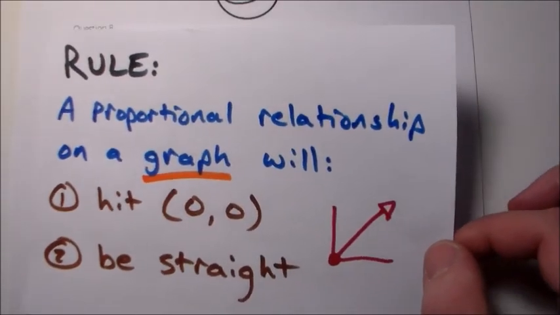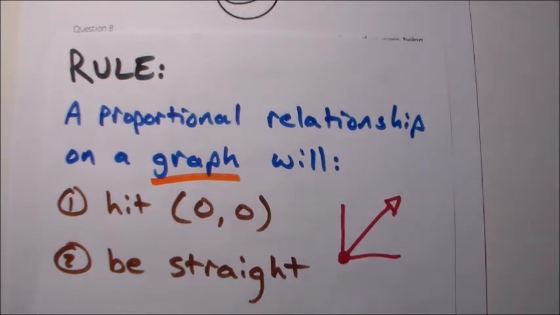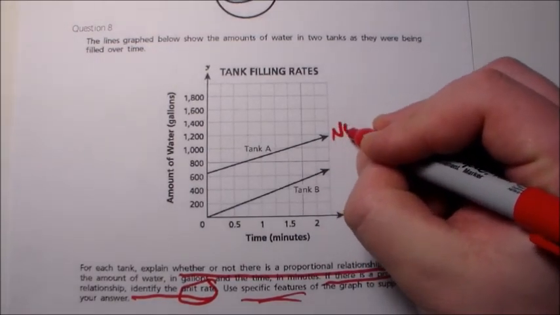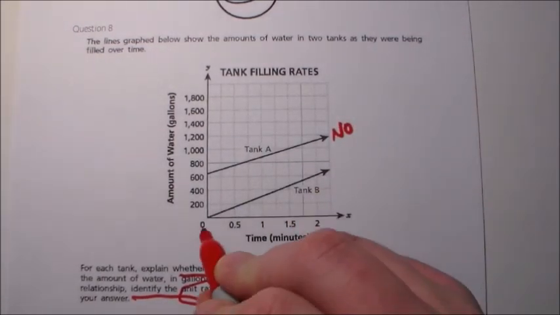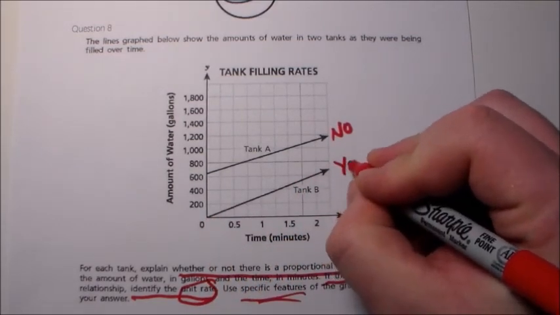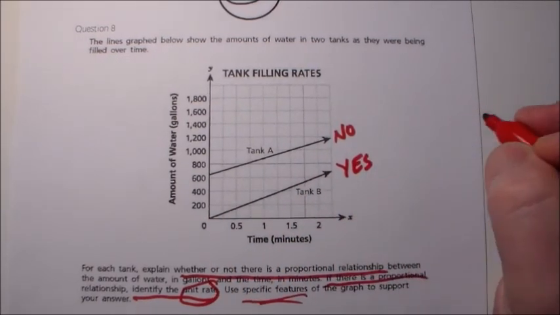And again, you know it by now, but if you've forgotten, a proportional relationship on a graph will hit 0, 0 and be straight. Does this guy hit 0, 0? So no, so it's not a proportional relationship. Does this guy hit 0, 0? Yes. And is it straight? Yes. So it is a proportional relationship.